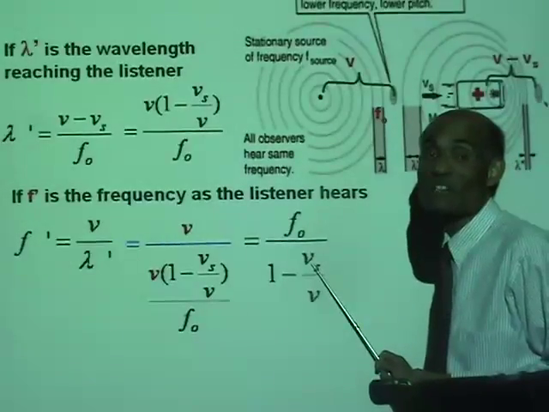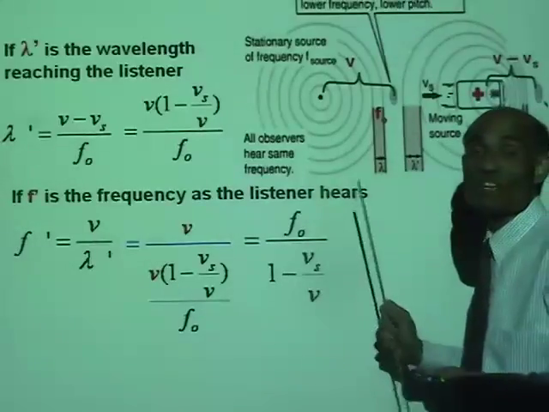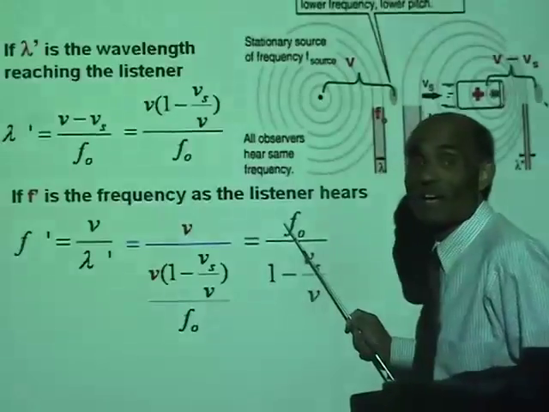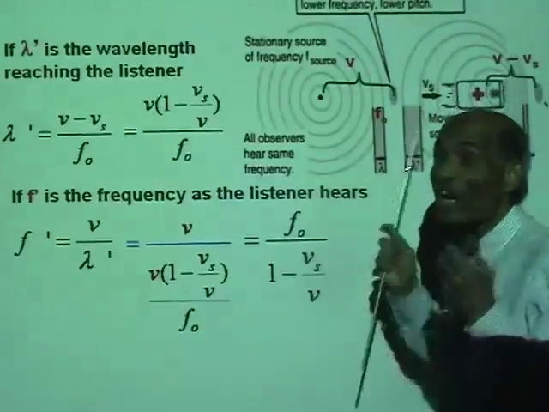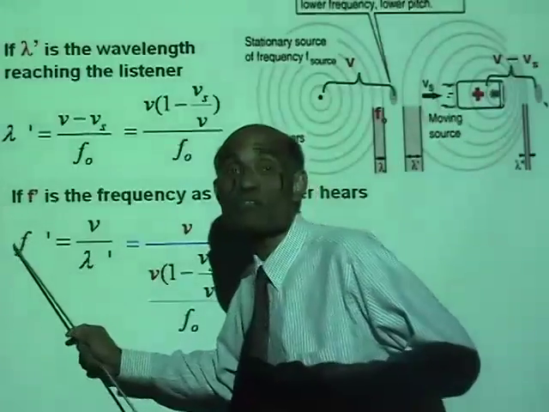What does Vs stand for? The velocity of the source, and V is the speed of sound. This is the frequency that is actually heard by that listener, or we call it the apparent frequency.